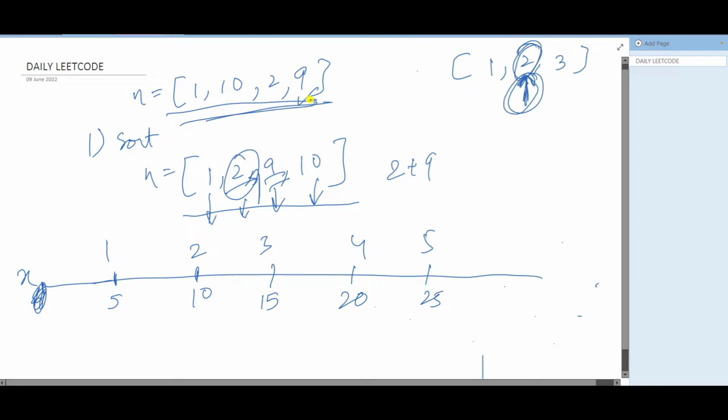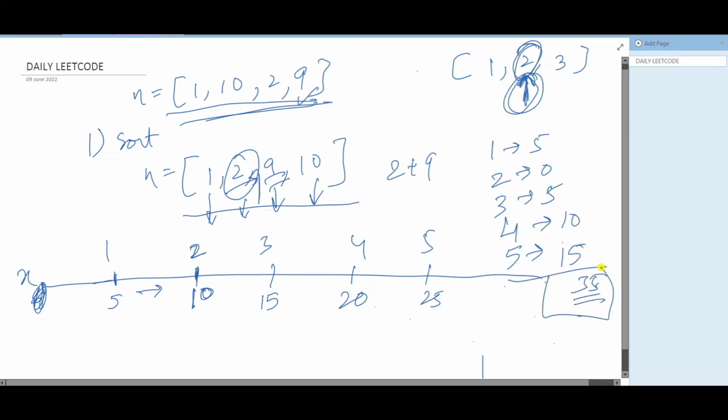So say all of them decide to meet at the home of the second person, who lives at the x coordinate of 10. The first person would have to go 5 distance forward. The second person is already at home, he has to go 0. The third person has to go 5. The fourth person has to go 10. And the fifth person has to go 15. So that sums up to 20, 30, and that's 35. This is the combined cost for all of them.